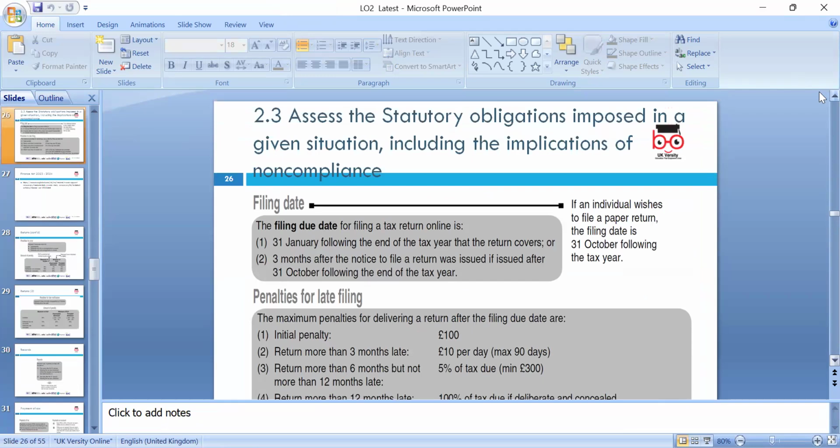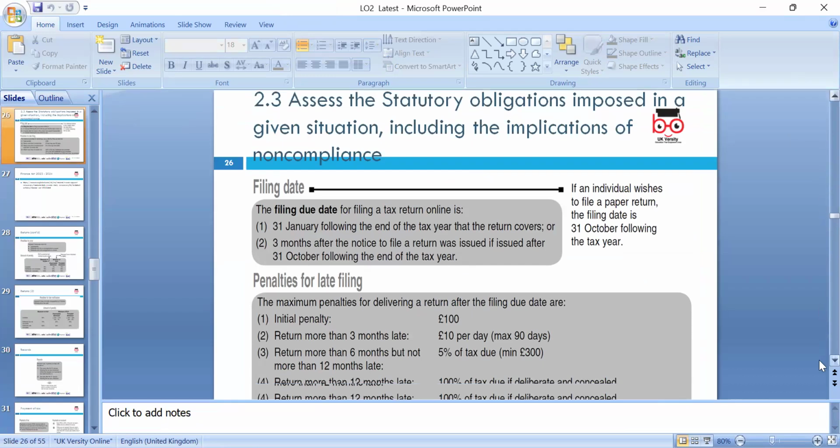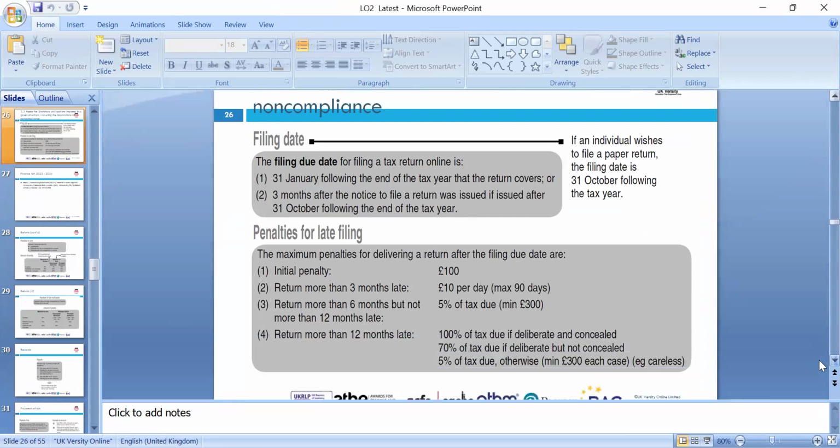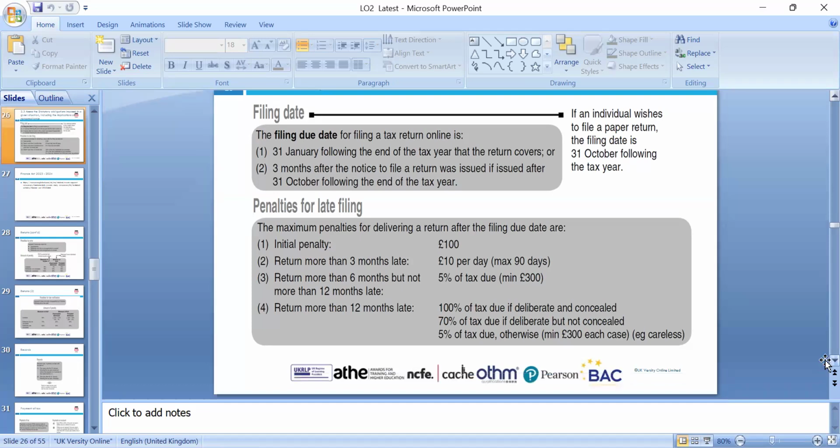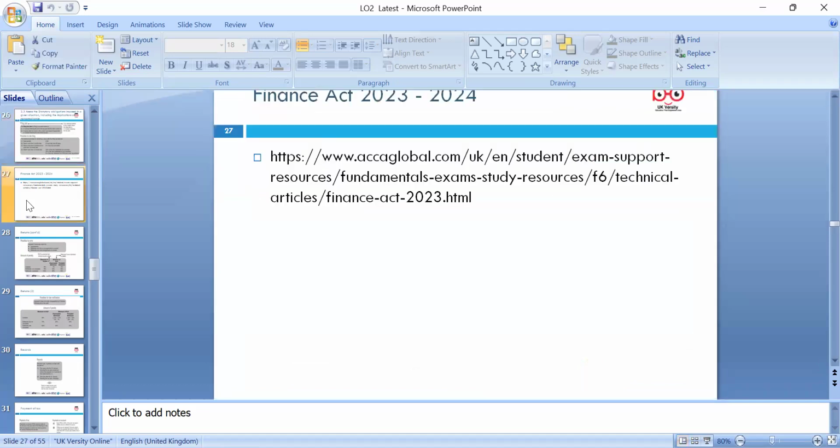If you don't submit your tax return by 31st January, we have to pay a £100 fine, then £10 per day, maximum 90 days, then 5% of the tax due, minimum £300, and 100% of the tax due if deliberate and concealed, up to 70% if deliberate but not concealed, and 5% of the tax due otherwise, minimum £300 in each case. So we can look around. These are the fines we have to be careful about.